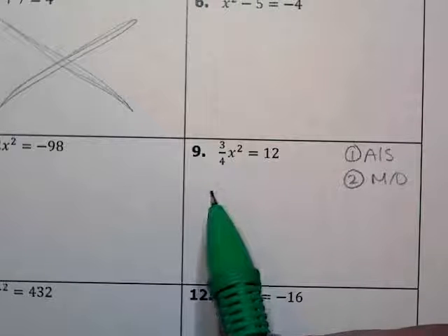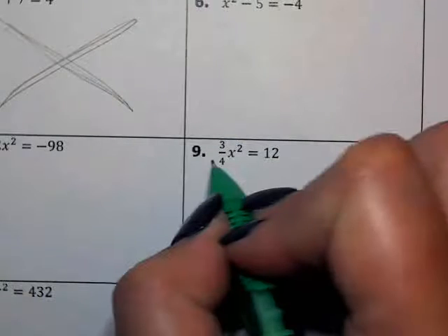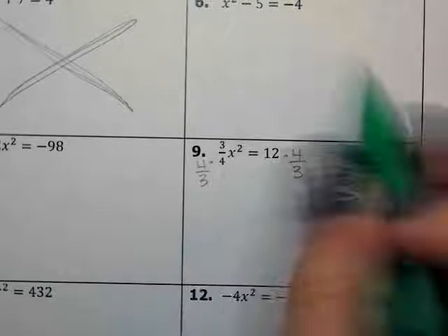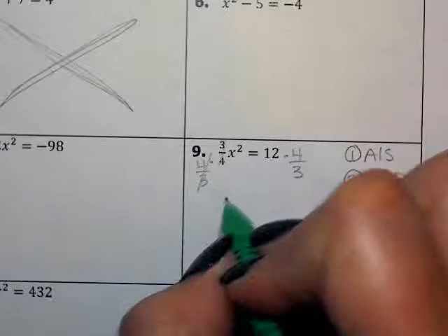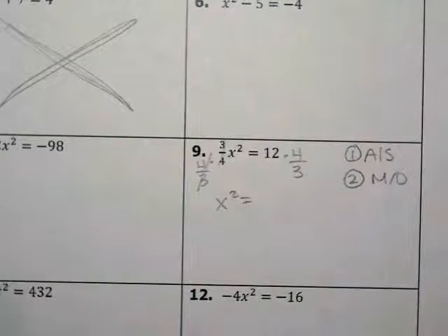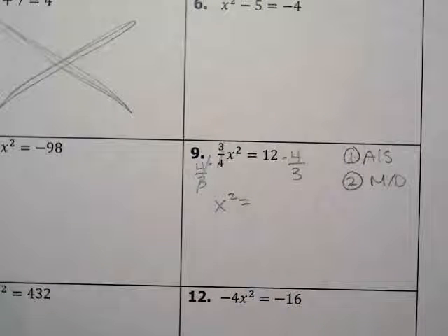So do you want to divide by 3/4, or do you want to multiply by 4/3? Both are going to handle it. It just depends on what your comfort zone is. Okay, we're going to multiply by 4/3. That gets rid of it. X squared. So if you want to get rid of a fraction, you can multiply by the reciprocal, the flipped version. 4/3 times 3/4 is 12 over 12. 12 over 12 is just 1. 1x squared is just x squared.